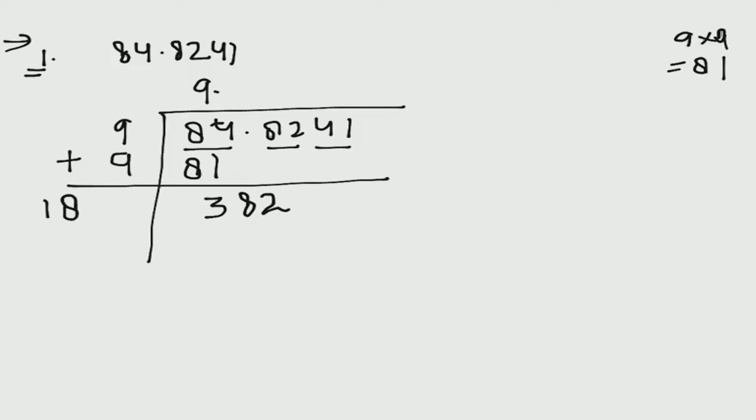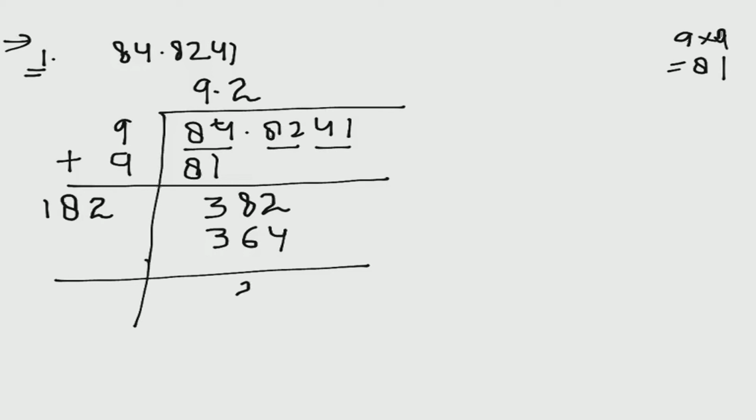Now we have to find the next number so that it will give us a number less than 382. If we go with 2, it will give us 364. Now the next step is we will subtract. So after subtraction we will get 18, and here we will copy 41, 4, 1.